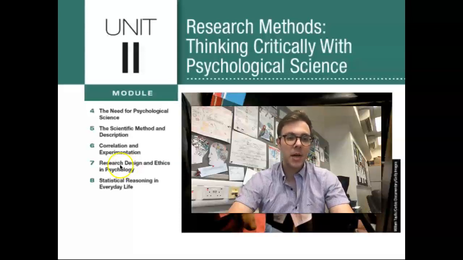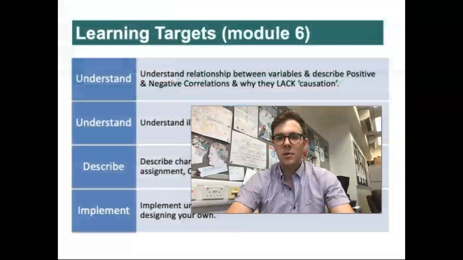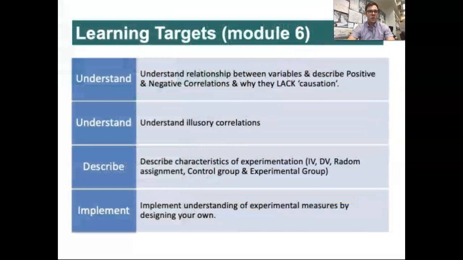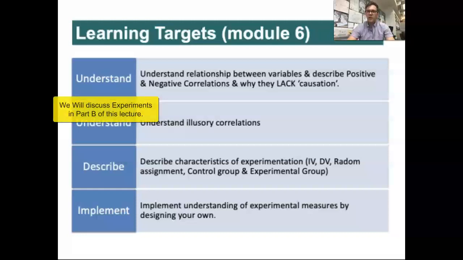Today we're going to be looking at Module 6, Correlation and Experimentation. These are some of the learning targets that we have for this module. Understanding the relationship between variables and describing positive and negative correlations and why they lack causation. We will understand illusory correlations. We will describe characteristics of experimentation regarding these terms: IV, DV, random assignment, control groups, experimental groups. Also, confounding variables will be another term that we reference today.